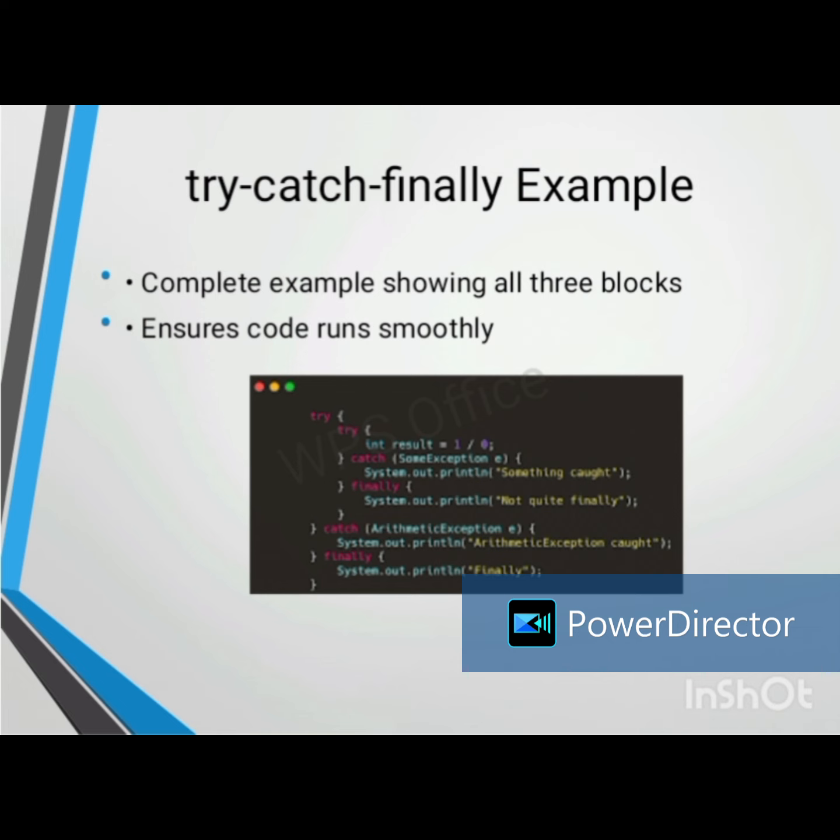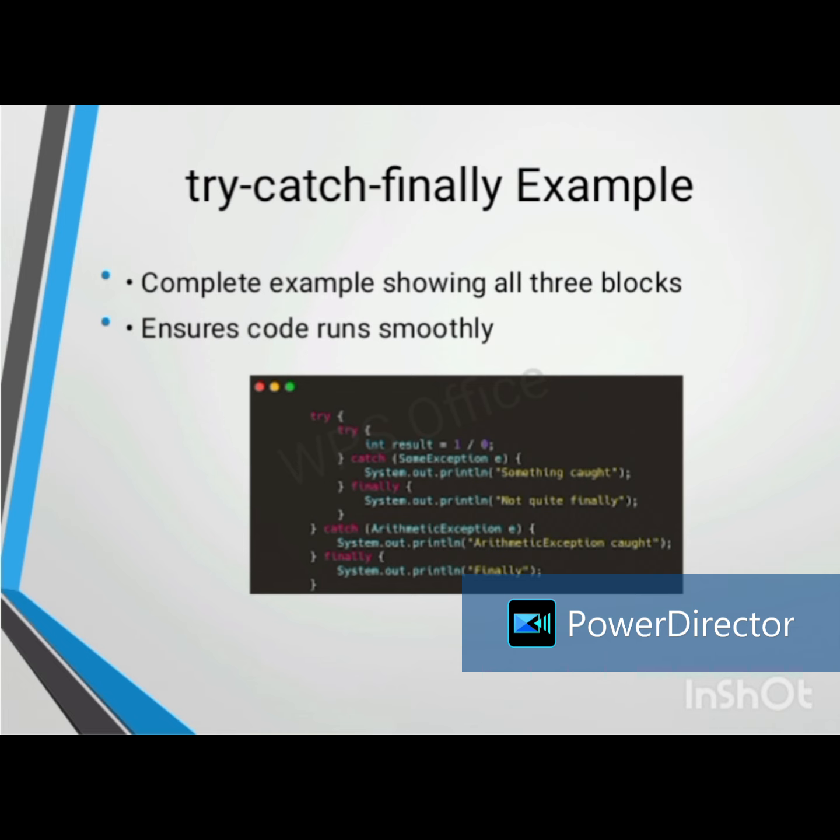Try catch finally example. Now that we have covered the individual components, try, catch, finally, and even custom exceptions, let's see how those parts come together in a real world Java example. This will help us understand the practical flow of exception handling. Here is a simple example that attempts to open a file, read its contents and handle any issues that may arise.